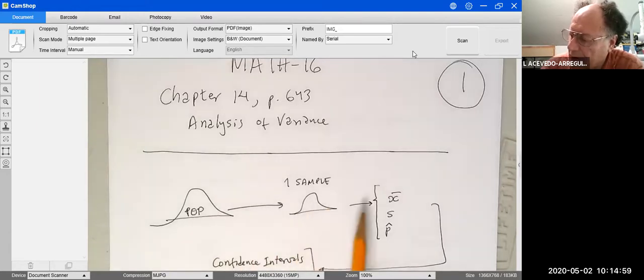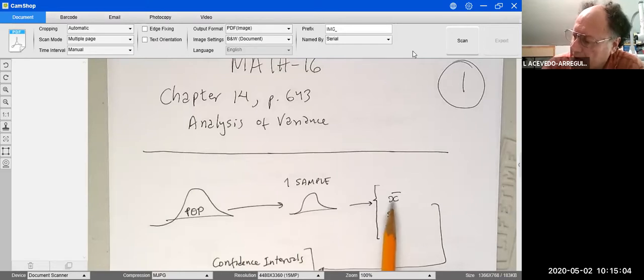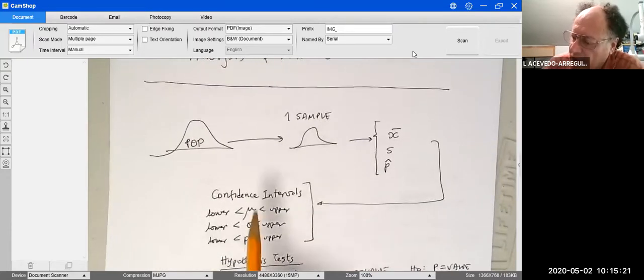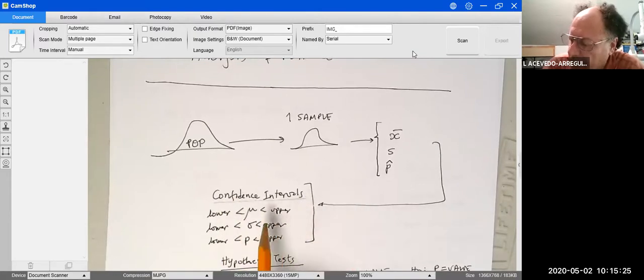With that sample we were able to find numerical values, each one known as a statistic, to learn about the population. For example, we were able to compute the mean of the sample, the standard deviation, or the proportion of the sample. We use this information to know more about the population. The way that we did this is by trying to find confidence intervals. Confidence intervals were just for us to have an idea where the mean of the population was.